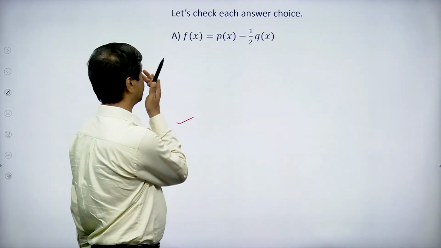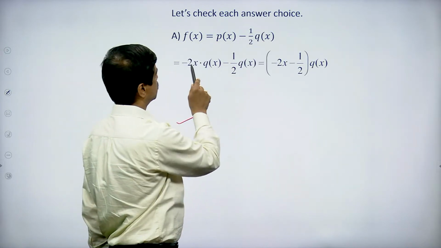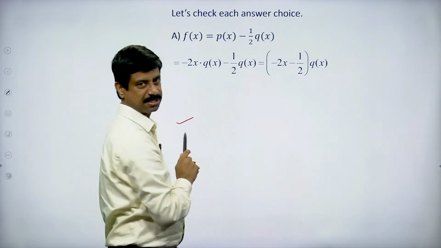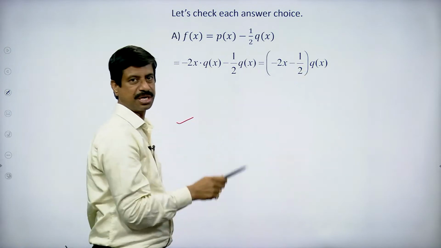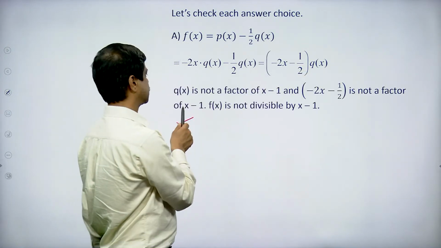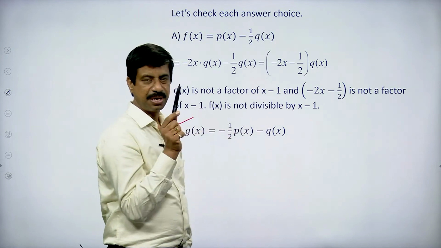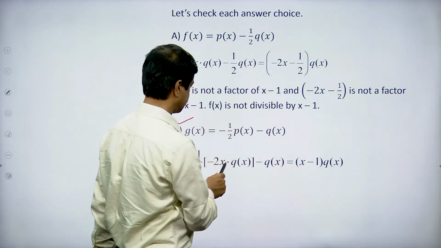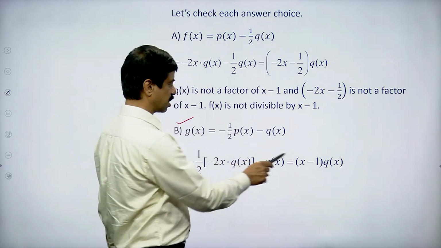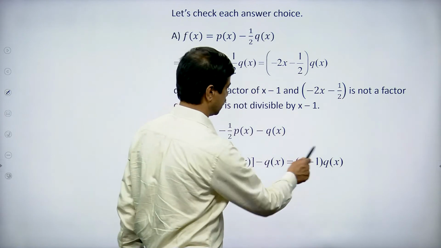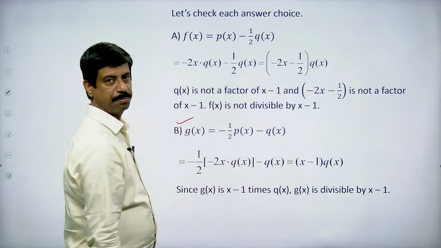So option A is there, where we have said P of x minus half Q of x. So P of x is minus 2x into Q of x minus this as it is. Take Q of x common, you will get this, where x minus 1 is not there, so it is not a factor. Next, the second option: minus half P of x is minus 2x into Q of x, that we have replaced, Q of x as it is. So 2 gets cancelled, you are getting x minus 1 into Q of x. So there is a factor x minus 1 here. Therefore the answer is option B, children.